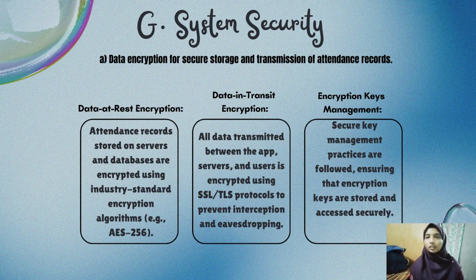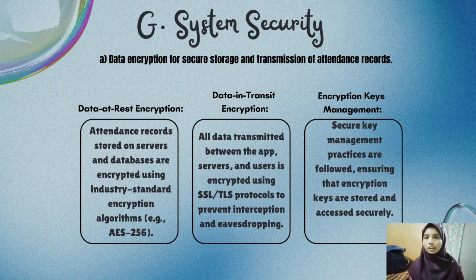For system security, the first one is data encryption for secure storage and transmission of attendance records. The first one is data at rest encryption. Attendance records stored on servers and databases are encrypted using industry standard encryption algorithms such as AES-256. The second point is data in transit encryption, which means all data transmitted between the app servers and users is encrypted using SSL and TLS protocols to prevent interception and eavesdropping. The third point is encryption key management.